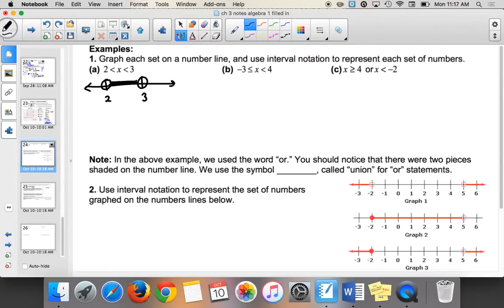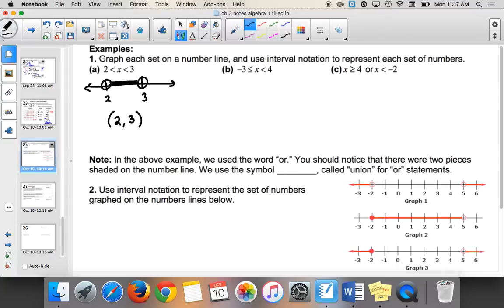So think about how we would write this. Sarkis, what do we have? Graph each set on a number line. Okay. So it's going to be like that, right? 2 to 3 with parentheses on it.